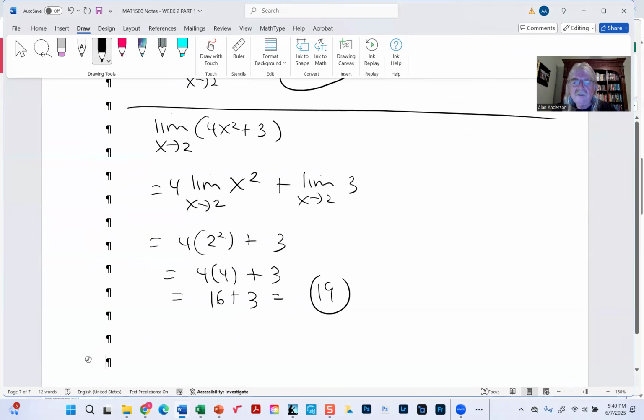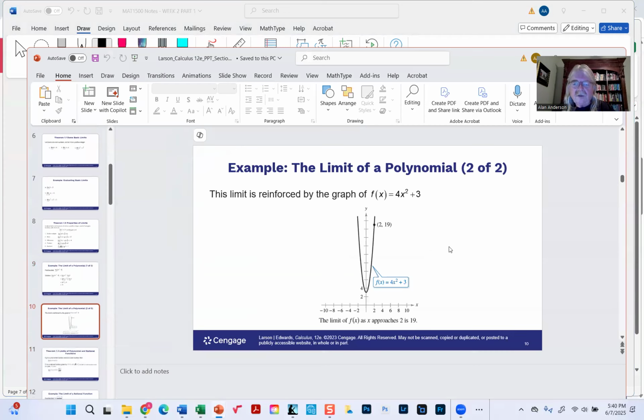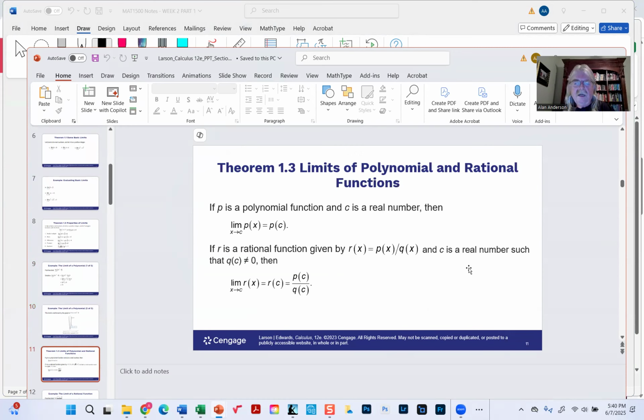After that epsilon and delta business, you're probably terrified, but now you can see this is not that difficult. At least these are not. And here's the graph. You can see that you just find where 2 is, and you can see the corresponding value of y is 19. Now again, for a ratio like this, as long as you don't have division by 0, you're all set.